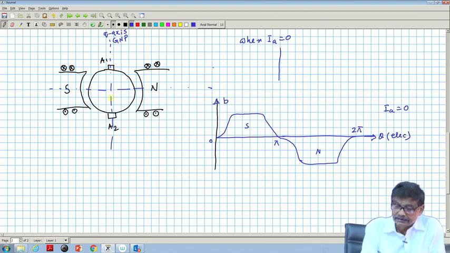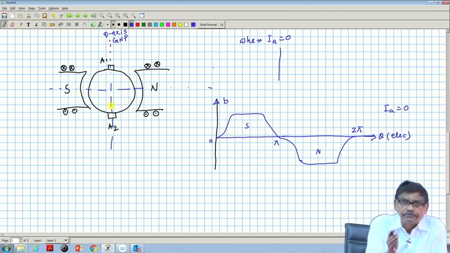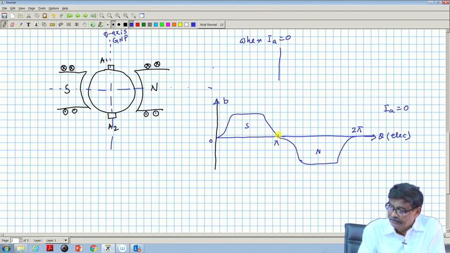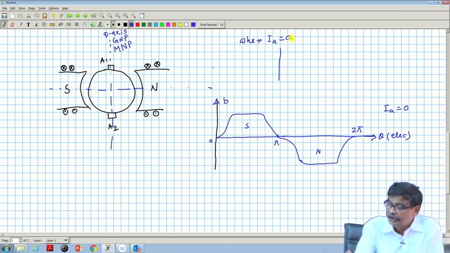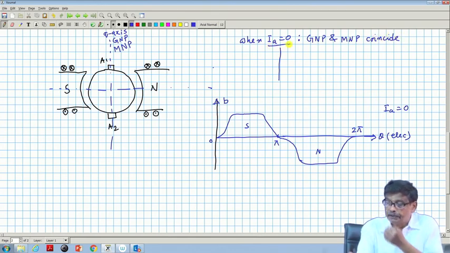So, magnetic neutral axis with no armature current: if there is no armature current, there is no armature field. Therefore, where will the flux be 0? Here only, at pi, that is the q axis. So, it will coincide with GNP. So, when IA is equal to 0, the conclusion is GNP and MNP coincide with IA equal to 0, mind you, that is fine.